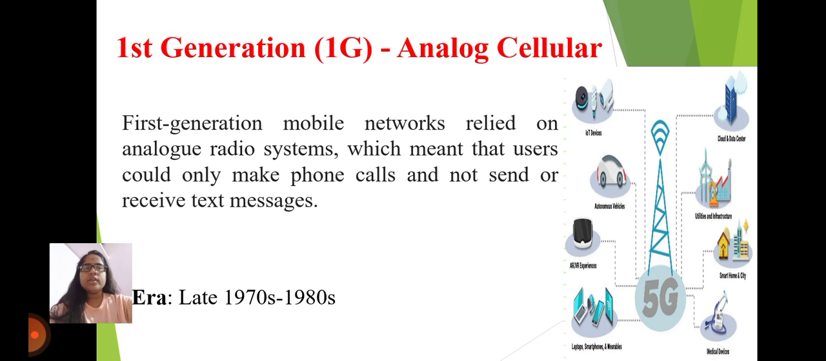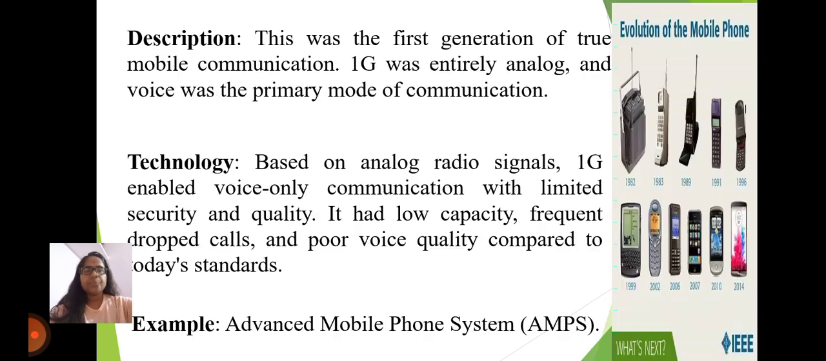First generation, 1G, which is analog cellular. First generation mobile networks relied on analog radio systems, which meant that users could only make phone calls and not send or receive text messages. Era is late 1970s to 1980s.